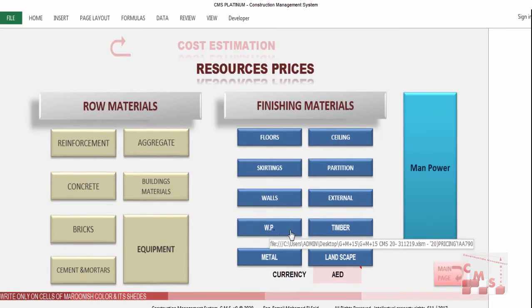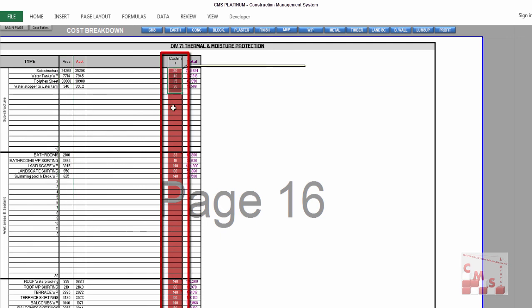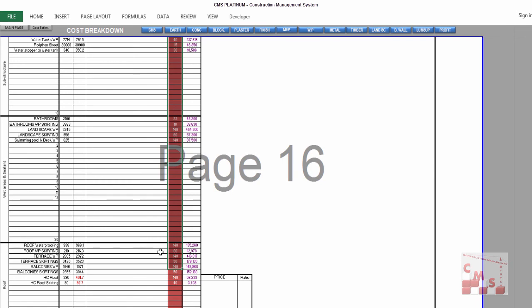For waterproofing, the CMS directed us to a page of cost breakdown. You will find here all the types which we already inserted before in the waterproofing in the quantity surveying, and all the quantities mentioned there. What you will do is add the cost per meter here for each type of waterproofing.